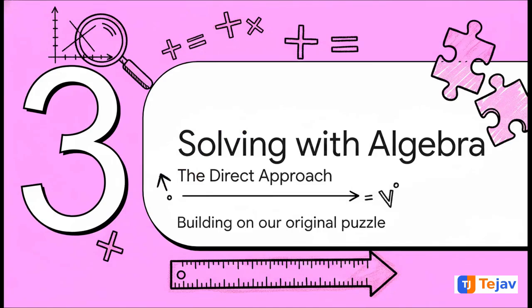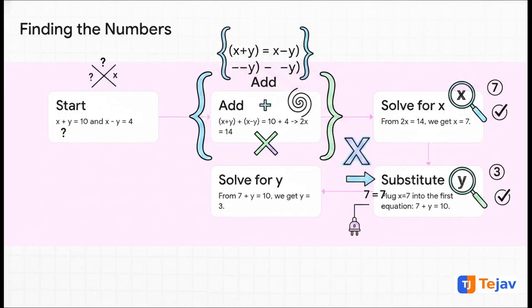Okay, graphs are awesome for seeing the big picture, but to get the exact numbers, we've got to roll up our sleeves and use some algebra. So let's take that direct approach and solve our pen and pencil puzzle once and for all. All right, let's do this. We have our two equations. X plus y is 10 and x minus y is 4. Now watch this really neat trick.